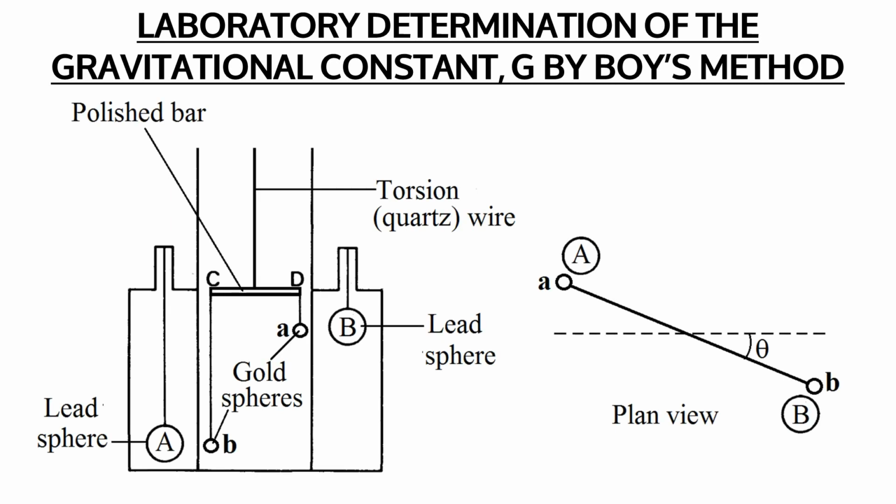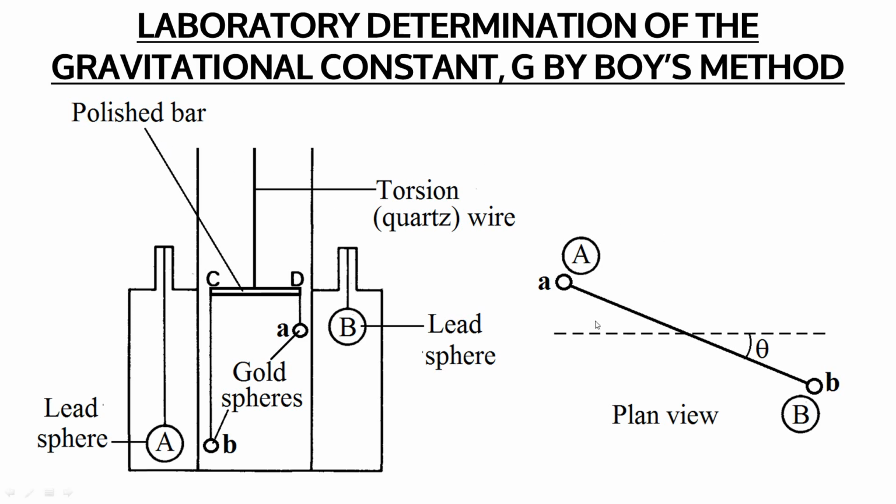Okay. Now, the laboratory determination of the gravitational constant G by Boy's method. Boy has the best method. There is also one by Cavendish, but in this lesson I'm talking about Boy's method of determination of the gravitational constant. And this is a setup, a very simple setup. Please master this setup. It's a very simple one.